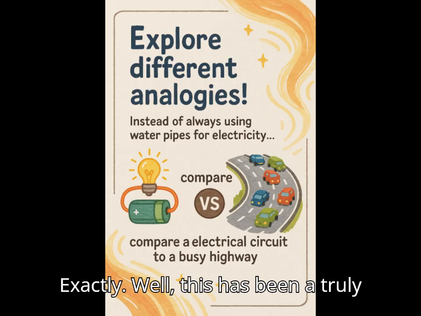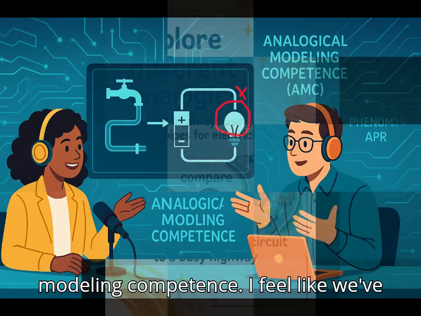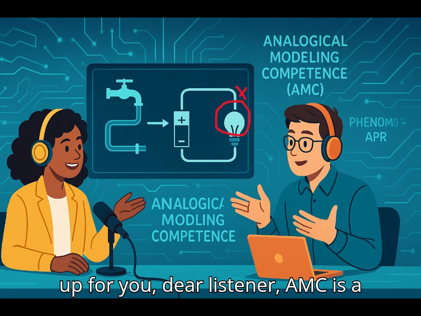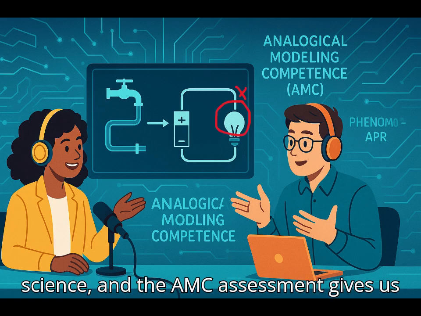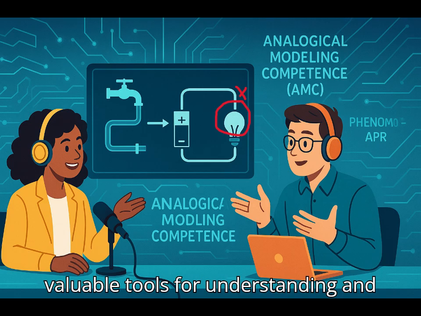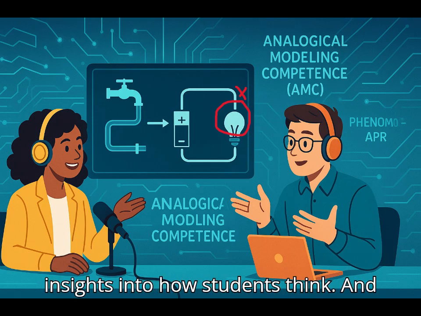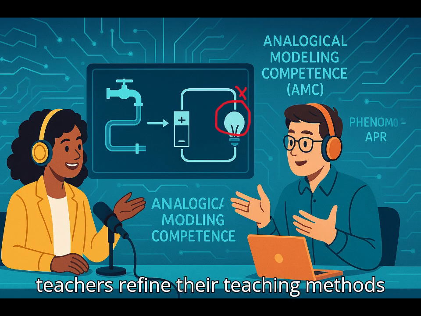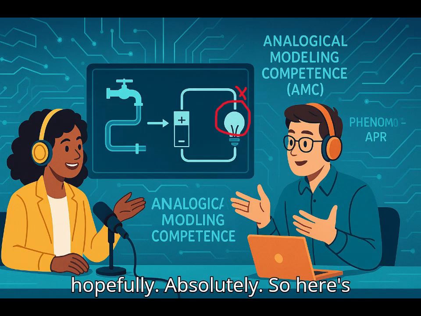Exactly. Well, this has been a truly fascinating deep dive into analogical modeling competence. I feel like we've learned so much. Me too. To sum it all up for you, dear listener, AMC is a really important skill for learning science, and the AMC assessment gives us valuable tools for understanding and measuring that skill. It gives us insights into how students think. And understanding AMC can really help teachers refine their teaching methods and better support their students in developing a deeper, more intuitive grasp of science. And a more joyful one, hopefully.